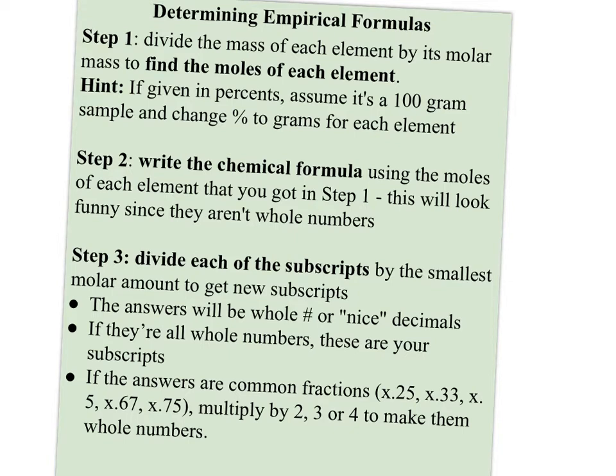So how do you figure out the empirical formula? Well, as I said, the first thing you're going to do is divide the mass of each element by its molar mass and find the moles of each element. And if it's in percents, just change it to grams, and that will add up to a 100-gram sample.